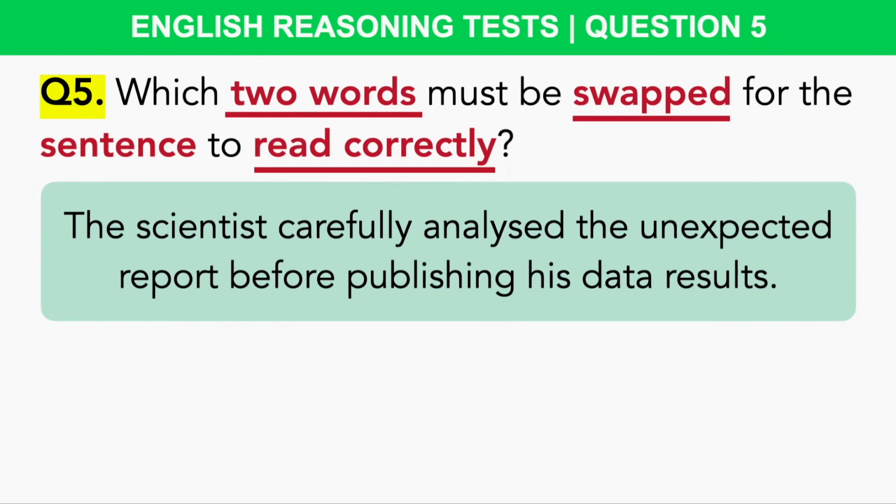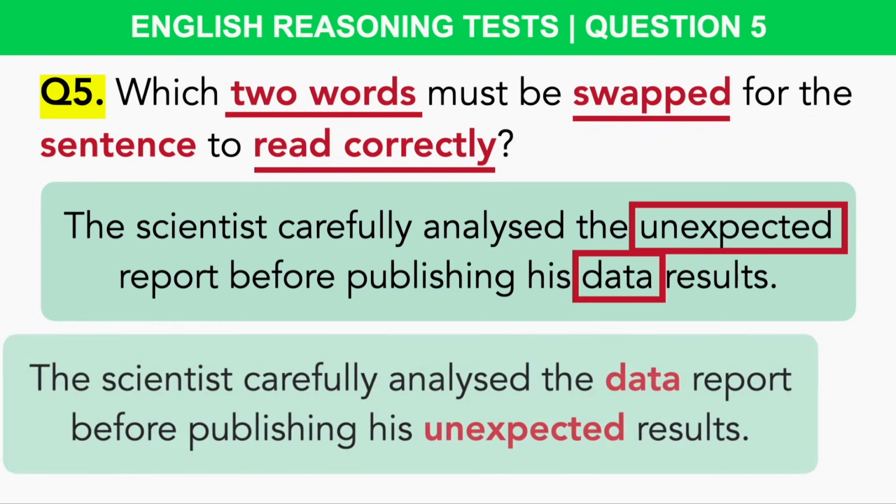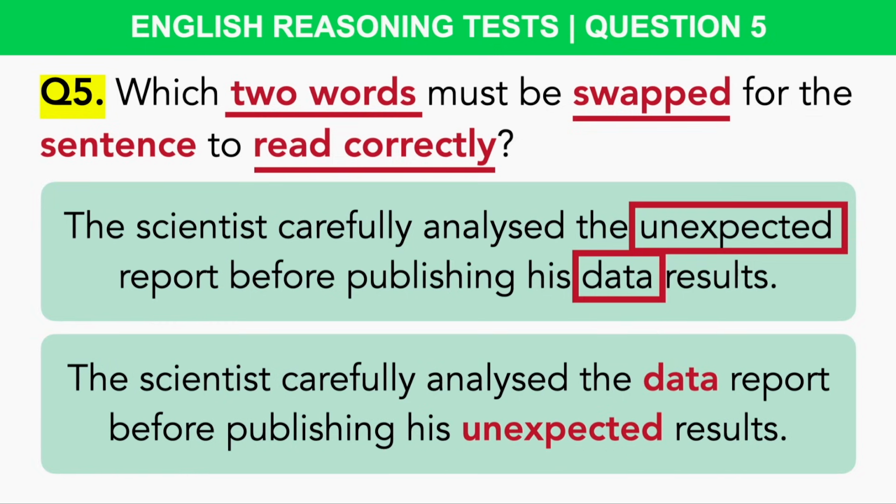So currently it doesn't read correctly, and some people find this quite tricky. But can you see those two words that need swapping? Well, the two words that need swapping are number 1, unexpected, and number 2, data. So the sentence should read like this: the scientist carefully analysed the data report before publishing his unexpected results.